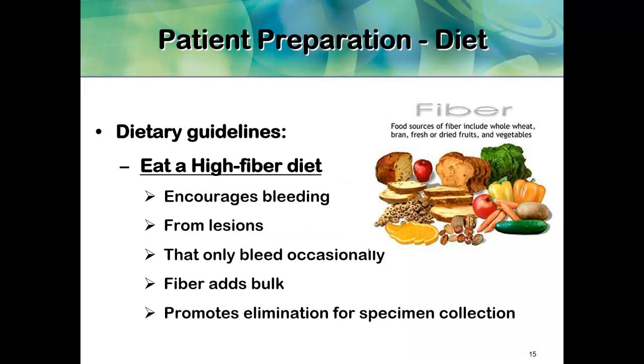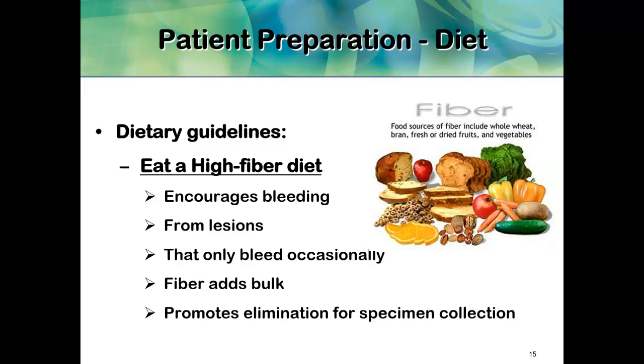So one of the things they need to do, remember, is to have a red meat-free, high residue diet, and they're going to start eating that high fiber diet ahead of time. And the reason they're doing this is because it will encourage bleeding from different types of lesions or little cuts along the GI tract that may only bleed periodically.